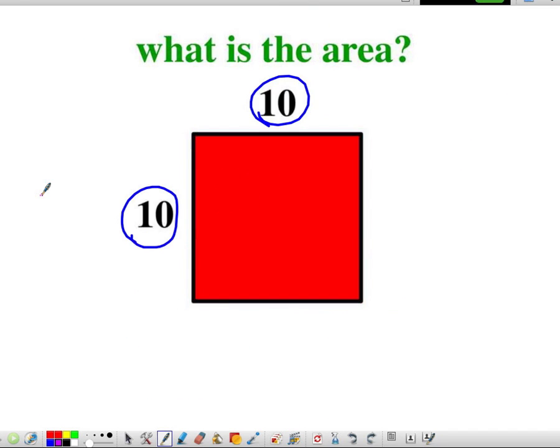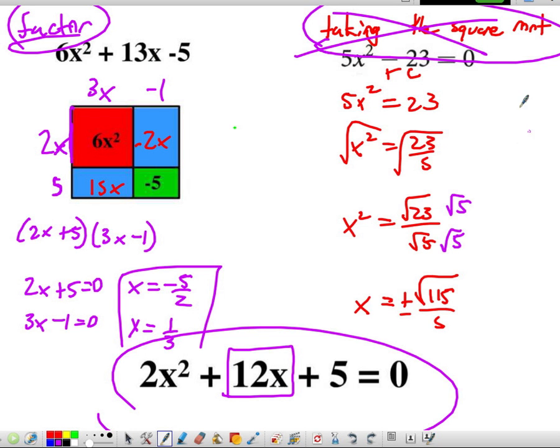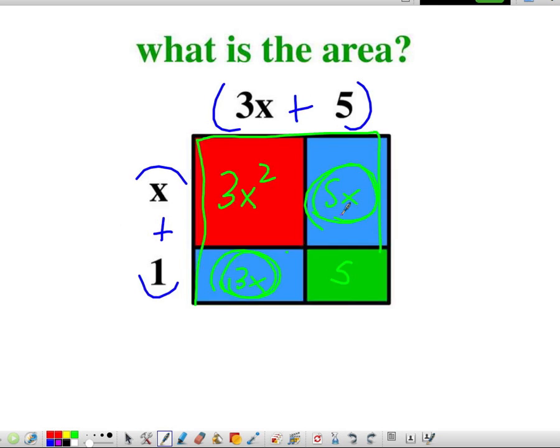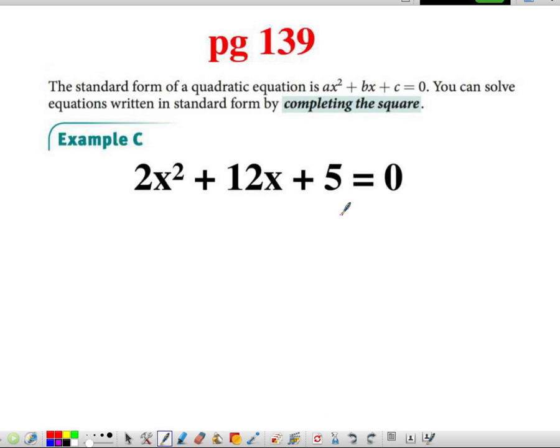And notice that completing the square uses taking the square root at the very end, but first we need to complete the square in order to do that. So let's go ahead and begin with this example here.